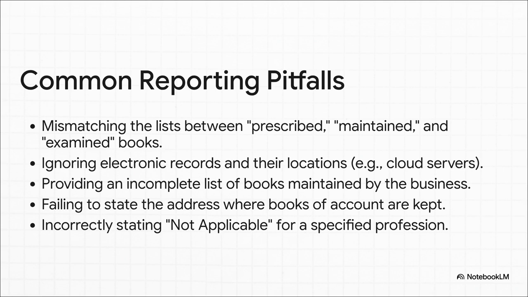You've got mismatched lists between parts A, B, and C. That's an instant red flag. You've got people completely forgetting about their electronic records and where the servers are. That's a huge one today. Sometimes the business owner just forgets to tell their CA about some other software they're using, so the list isn't complete. And of course, the classic mistake of saying not applicable for a doctor or a lawyer who absolutely does have prescribed books. Each one of these seems like a tiny detail, but trust me, they can completely tank the credibility of your whole audit report.